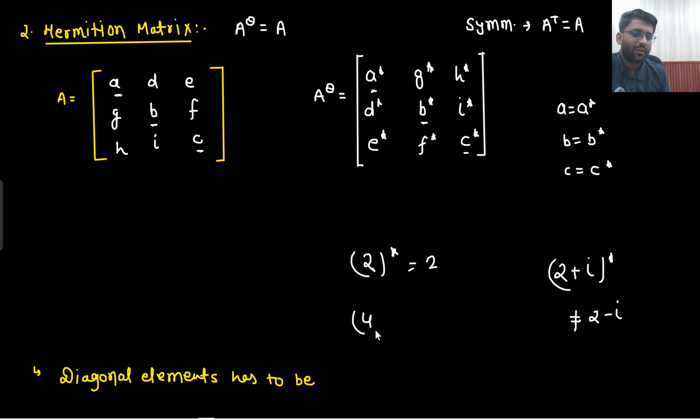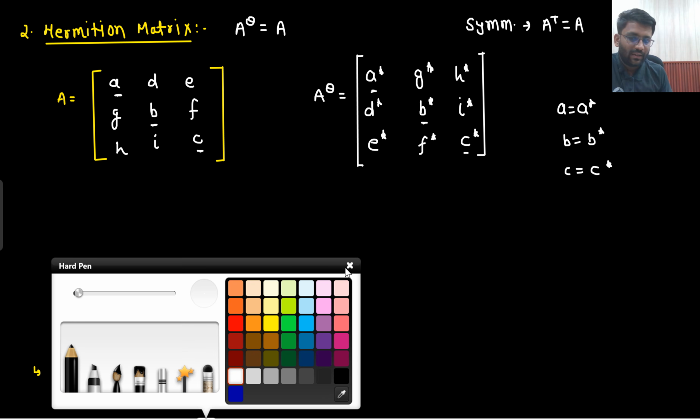What will be the conjugate of 4? That will be equal to 4 only. What will be the conjugate of minus 2? That will also be minus 2 only, because i would be replaced with minus i. The numbers will remain the same only. What does that mean? That means A, B, C, which are diagonal elements, have to be real.